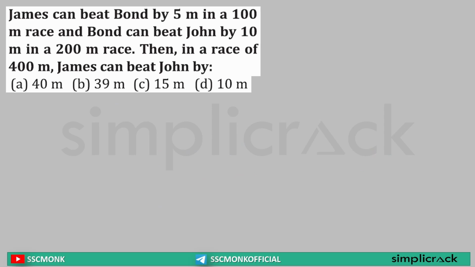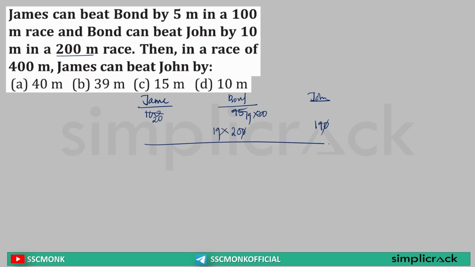Sorted? James can beat Bond by 5 meter in a 100 meter race. That means James here 100 meter running, Bond will run 5 meter less than that, that is 95. Bond can beat John by 10 meter in 200 meter race. That means when Bond races for 200 meter, John races 10 meter less than that, that is 190. Now I have to make both these things equal. Yes or no? Yes. Sir, what is the ratio here? 20, 19. Now if I multiply 20 over here, if I multiply 19 over here, what will be happening?